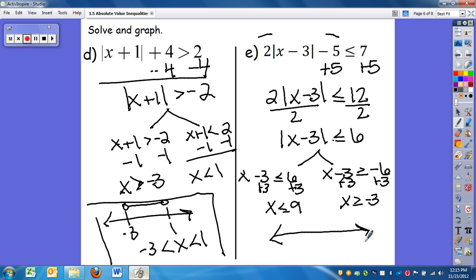Graphing it, we should have negative 3 and 9, closed circles because they're equal to, and we're less than 9 and greater than negative 3, so that is and. So again, do not stop there. At the bottom, I'm going to write it as my compound and inequality. We have x in the middle, between negative 3 and 9. That's my final answer.